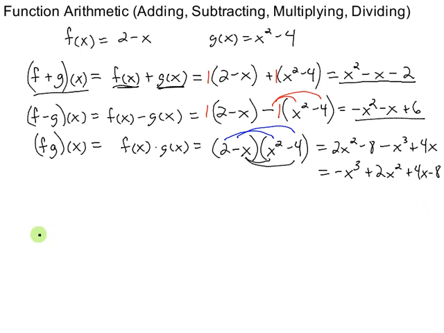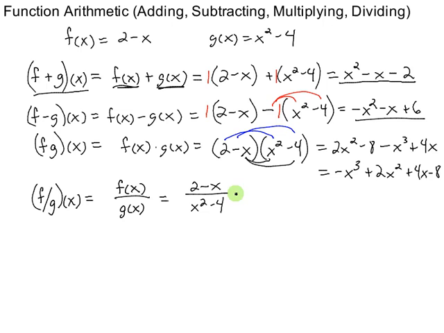Finally, we have f over g of x, which is f of x divided by g of x. And now this is a fraction we should try to reduce. On top I'm going to factor out a negative 1, and that leaves me with x minus 2. And on bottom I'll factor x plus 2, x minus 2. And now this fraction reduces by canceling the x minus 2's, and so this function is negative 1 over x plus 2.